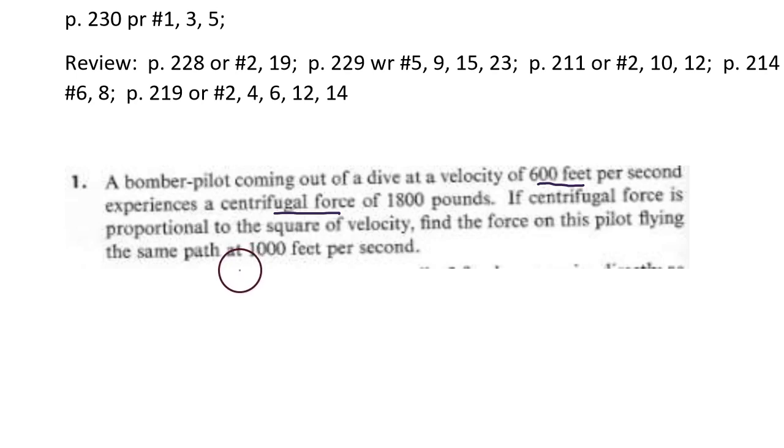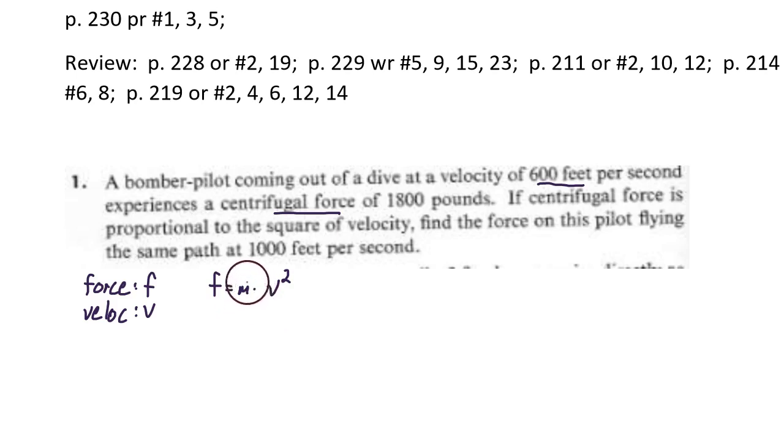Let's create an equation between variables for centrifugal force and velocity. For force, I'm going to choose the letter F, and for velocity, I'll choose the letter V. The sentence that says that force is proportional to the square of the velocity, we can write like this: force equals some number m times velocity squared.